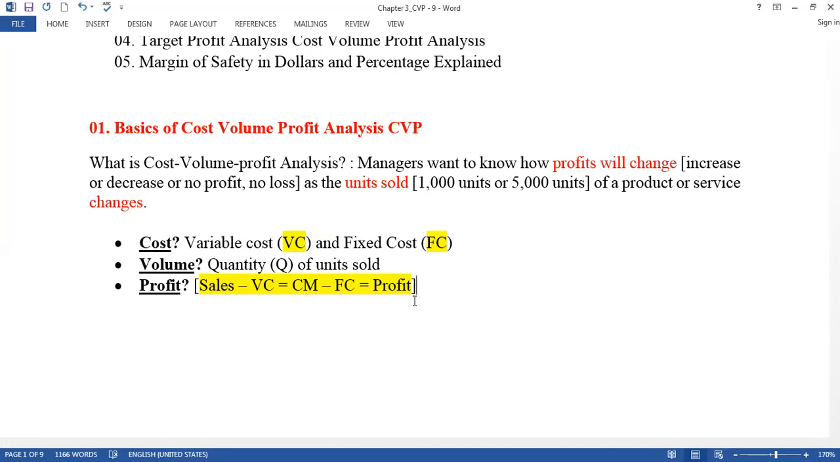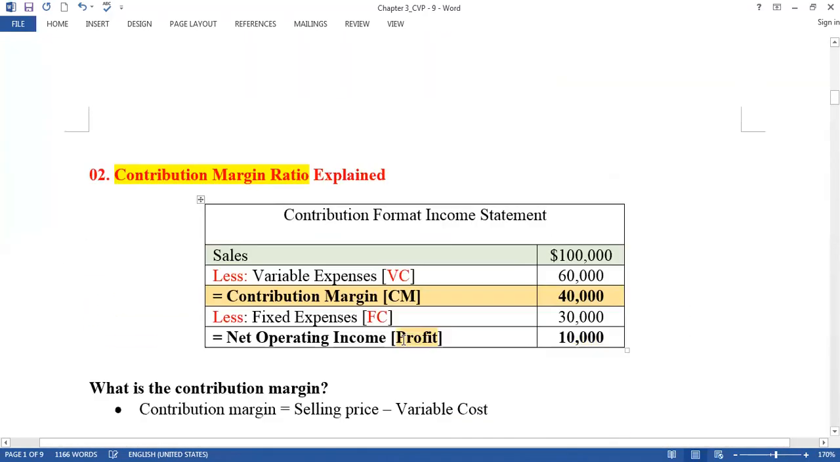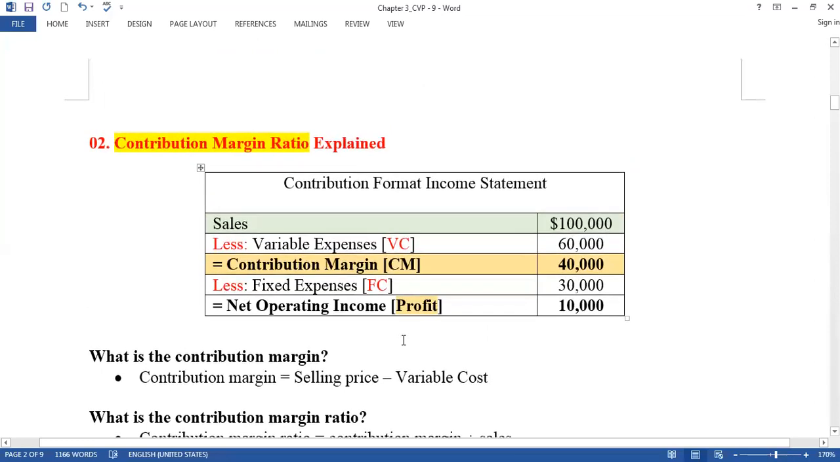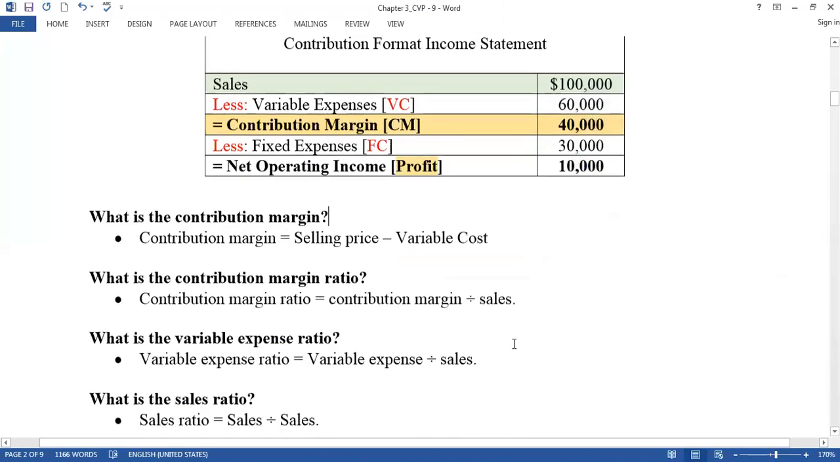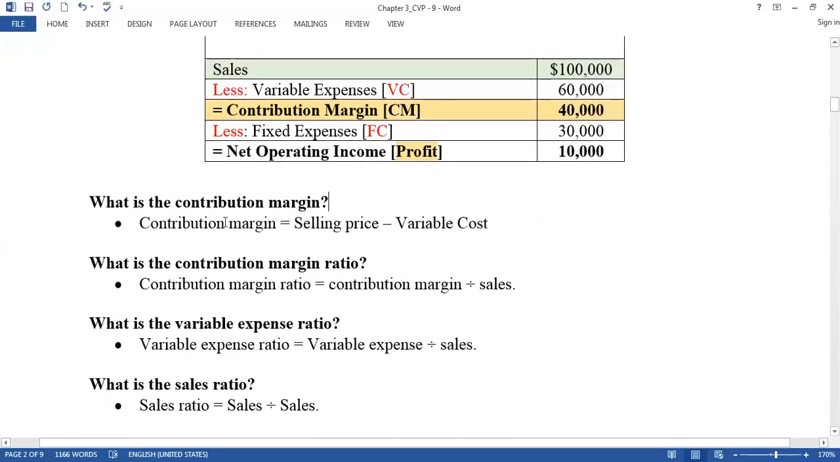Now, if you remember this, then based on this concept, you have to calculate contribution margin. So contribution margin means CM.